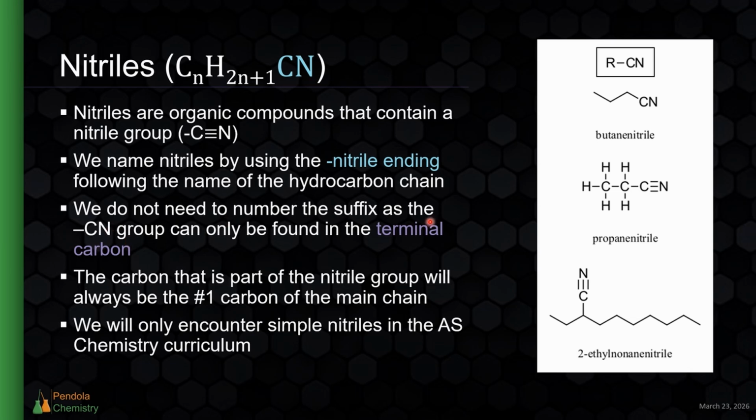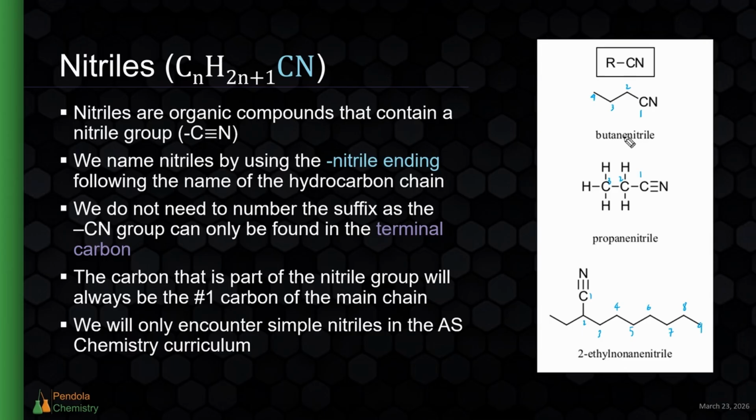So we do not need the number suffix, as the CN group can only be found in the terminal carbon. Because we have that CN group, that has to be a carbon, it has to be part of the chain. So the carbon that has the nitrile is always carbon 1. So it's very similar to carboxylic acids and esters. This is always carbon 1, 2, 3, 4. Or carbon 1, 2, 3. Or here, carbon 1, 2, 3, 4, 5, 6, 7, 8, 9. Apart from that, we're just going to put the word nitrile next to them.